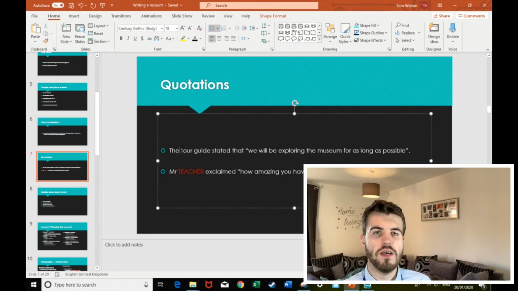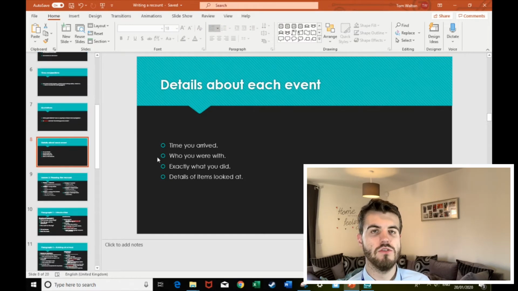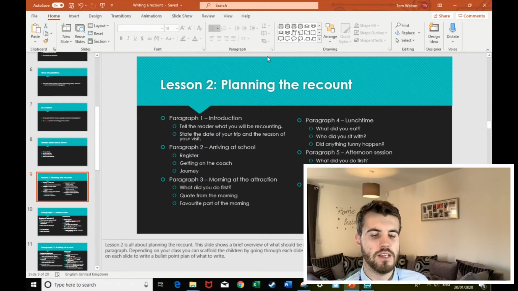The next one we've got is quotations. So the children are going to need to talk about the different things that happened during that event. People are going to say things. The tour guide might say something really interesting. Someone might say something really funny that everyone laughs at. In a recount, you're going to be retelling this story, retelling the events of what happened, so make sure you get it in there. Children are going to need to use inverted commas to highlight this speech. They're going to need to make sure their punctuation is correct.